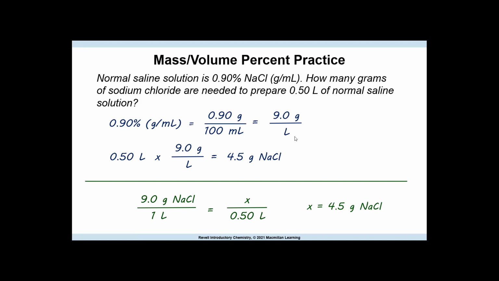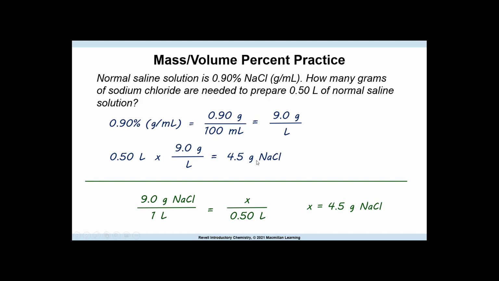To find the total mass of sodium chloride needed, we multiply the volume of solution that we need by the ratio of grams to volume. 0.5 liters times 9 grams per liter.